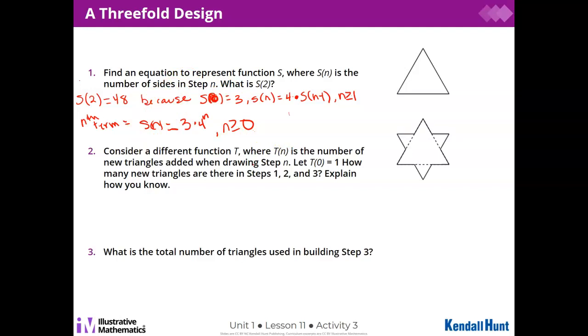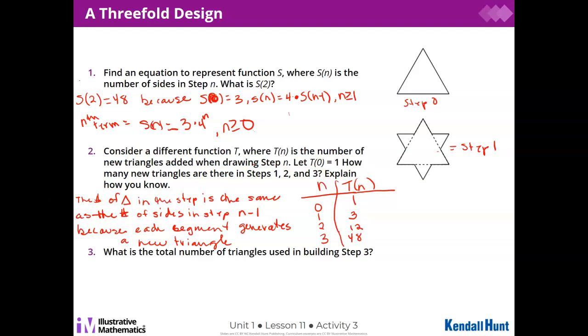So now what I want you to do is make sure you answer number 2. Consider the different function t, where t of n is the number of new triangles added at step n. Let t of 0 equal 1. How many new triangles are there in steps 1, 2, and 3? And explain how you know.